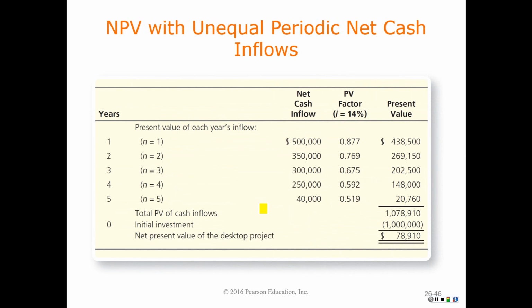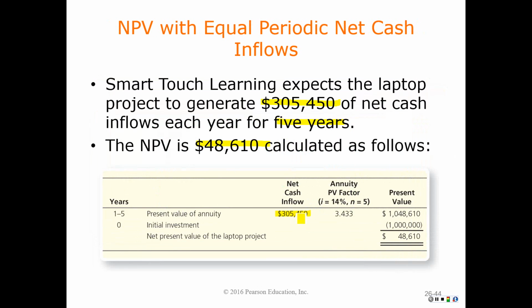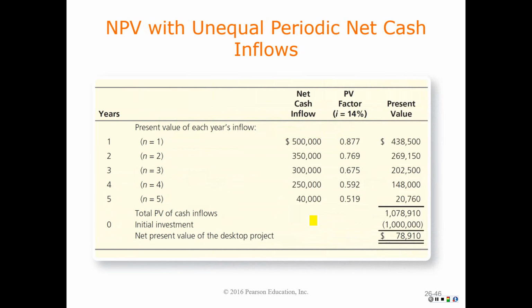However, we also have to take into consideration what happens with the desktops, where that cash inflow is not the same amount every year. So instead of receiving $305,450 every year for 5 years, in the example for our next project, we would receive $500,000 the first year, $350,000 the second, $300,000 the third, and so on. In this particular situation, I can't calculate the present value of an annuity factor. I have to calculate the present value of a lump sum each year.